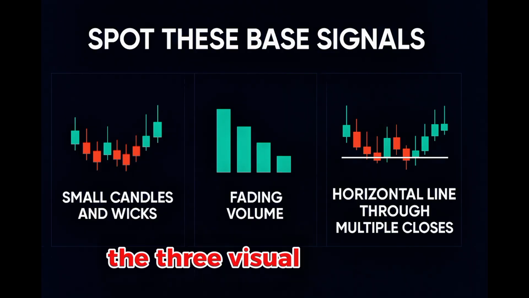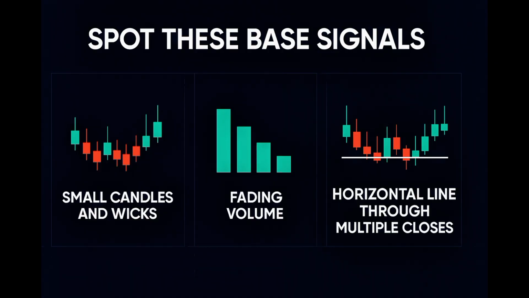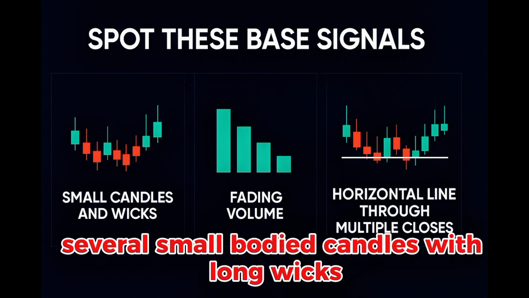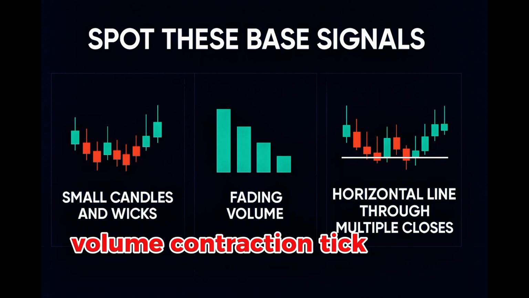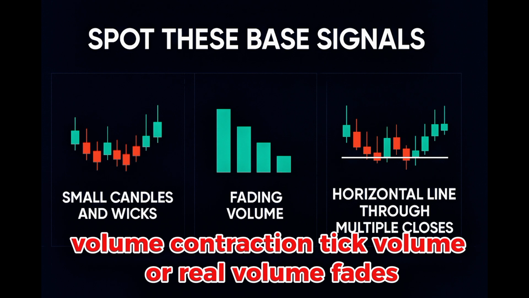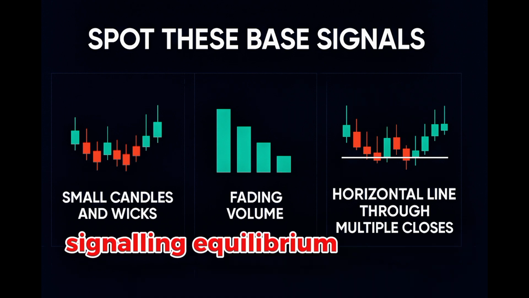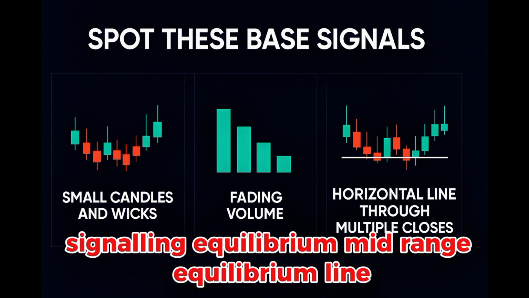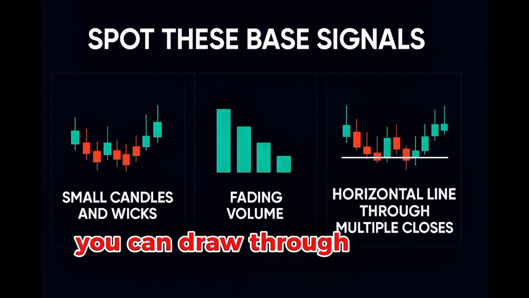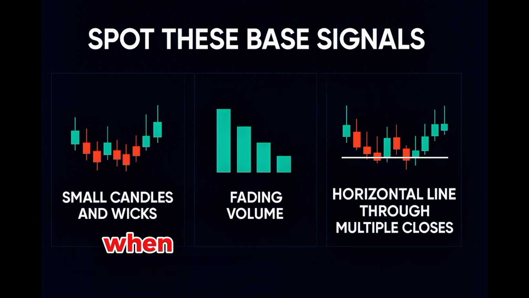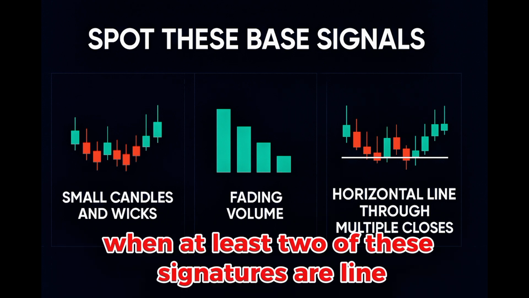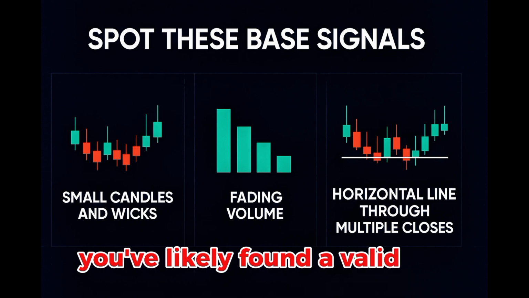The 3 visual signatures. Compression candles: several small-bodied candles with long wicks. Volume contraction: tick volume or real volume fades, signaling equilibrium. Mid-range equilibrium line: a horizontal line you can draw through multiple candle closes. When at least 2 of these signatures align, you've likely found a valid base.